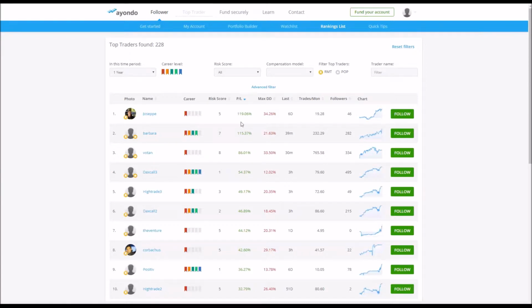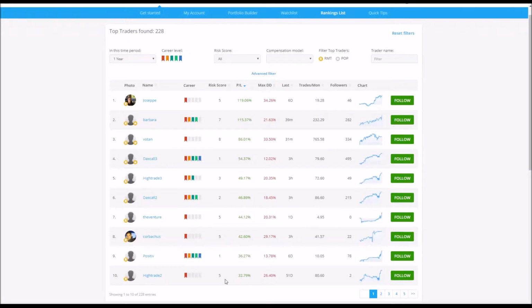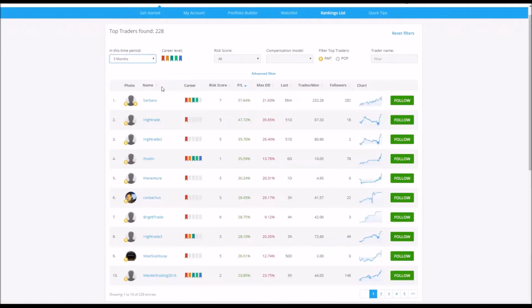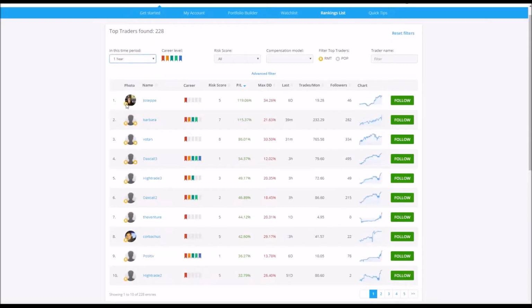So the top one, Giuseppe, Barbara is number 2, 115%. Then Votan's a regular appearer actually in the rankings list, up 86%. And so it goes on, so down to number 10, the 10th best performer, High Trade 2, is up just under 33% over the last 12 months. And of course, we can flip this around. Let's say we flip it and say, well, right, the last 3 months. Let's have a look at that, sort by P&L. Barbara's at the top, 57% over the last 3 months. High Trade up 47%, High Trade 2, it must be running two different strategies, up 35%, and so it goes on. Okay, but let's go back to our longer term view for now, our 1 year view.